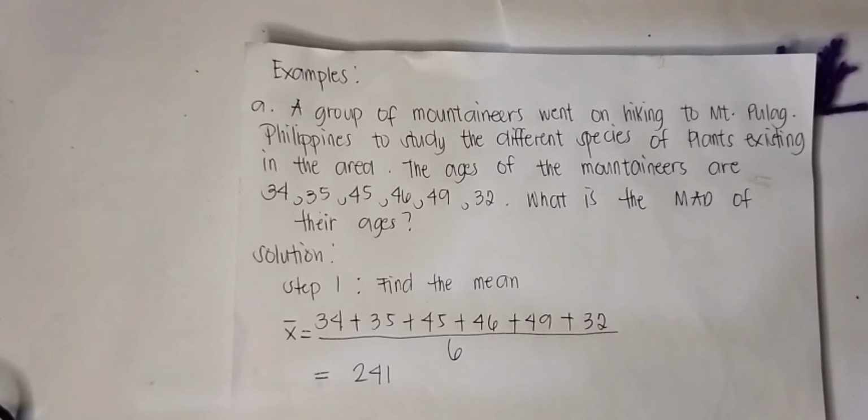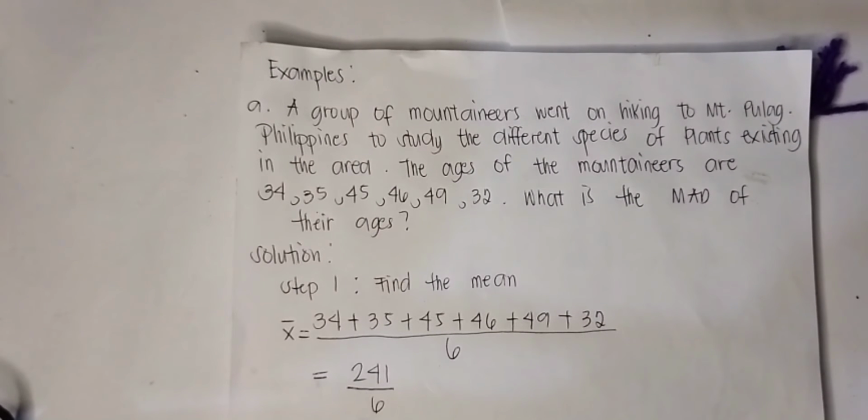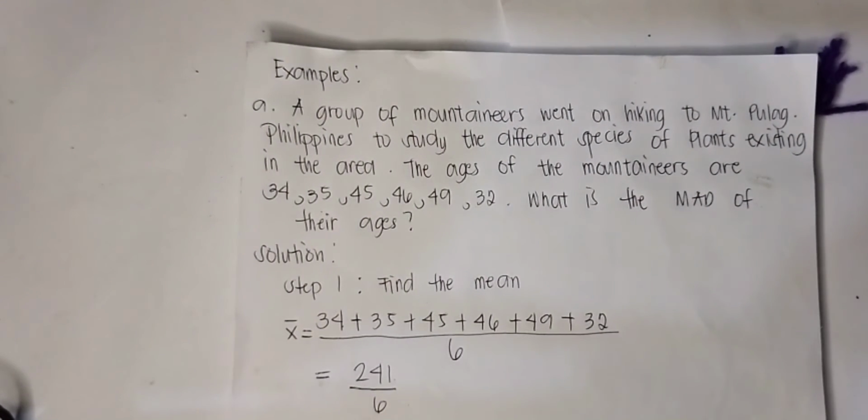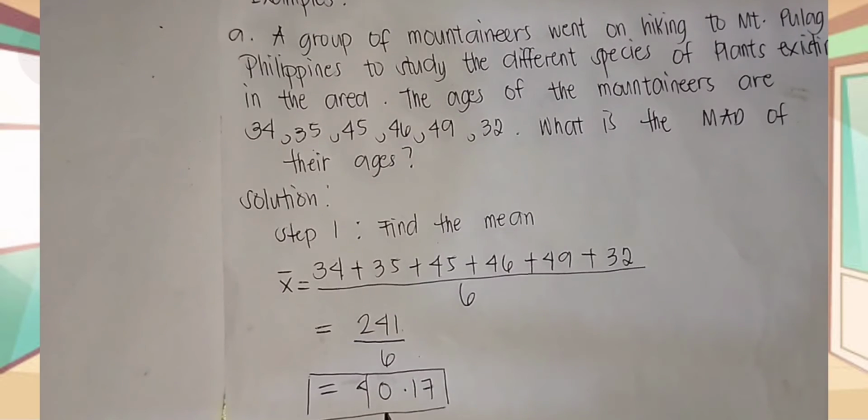Then divided by 6, which is the number of elements. So 241 divided by 6 is equal to 40.17. So let's proceed to step 2.